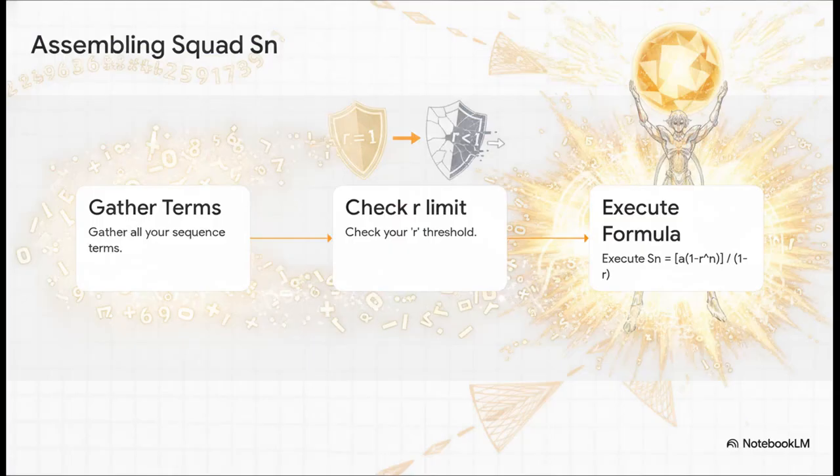But what if you need to assemble a finite squad of numbers? Well, the sum formula lets you combine their total strength perfectly. You just gather up your terms, you double-check your r threshold to make absolutely sure the denominator doesn't flip negative on you, and then you execute the formula to get your squad's total combined power level.